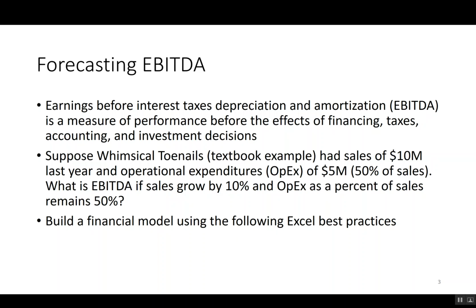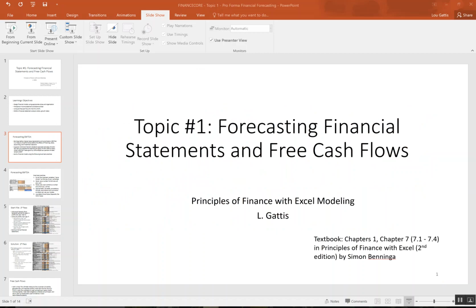They had sales of $10 million last year, and OPEX, or operational expenditures, of $5 million, which were 50% of sales. So 50% of their sales were costs of goods sold and G&A. So the question is, what is their EBITDA if you make these two assumptions? Sales grow by 10% and OPEX as a percent of sales remains at 50%. So let's build a financial model using Excel modeling best practices.